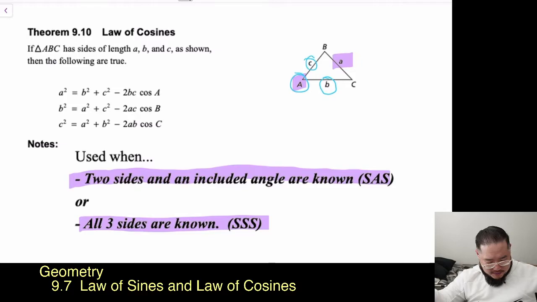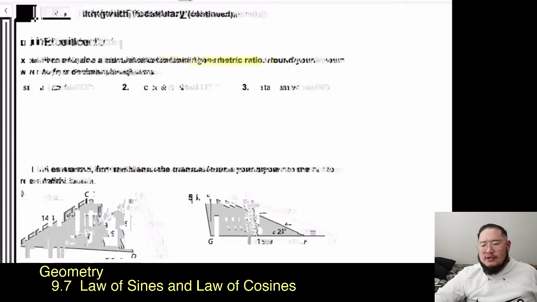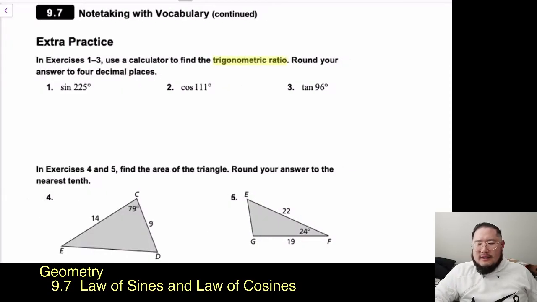So we'll come back to the law of sines and law of cosines and show you how to use them coming right up. But before we get there, let's take a look at our extra practice, number 1. It says use a calculator to find the trigonometric ratio and then round your answer to 4 decimal places.